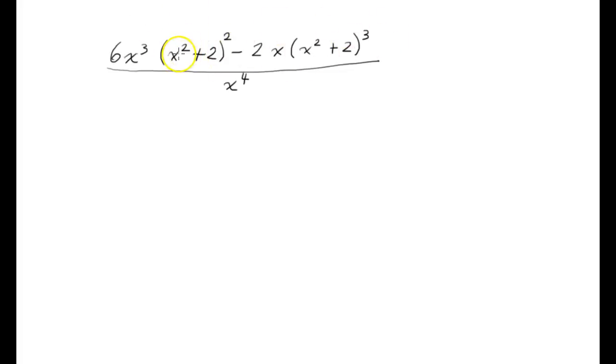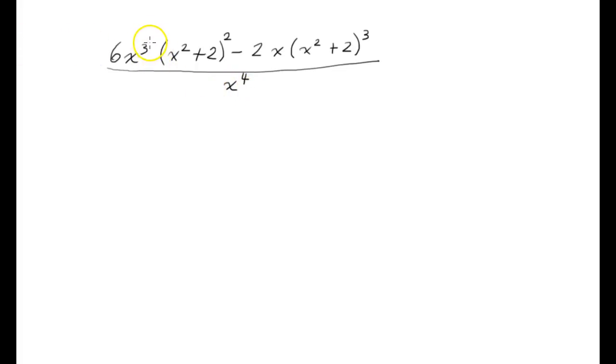I'm not talking about the x squared because this x squared is being added to the 2, and so is this x squared. But we have this x that's being multiplied by stuff, and this x cubed that's being multiplied by stuff. So that's a factor. And an x to the fourth in the denominator. So that x is common.